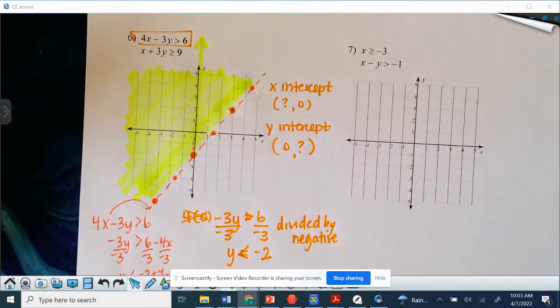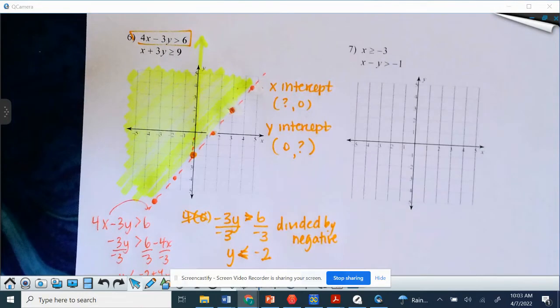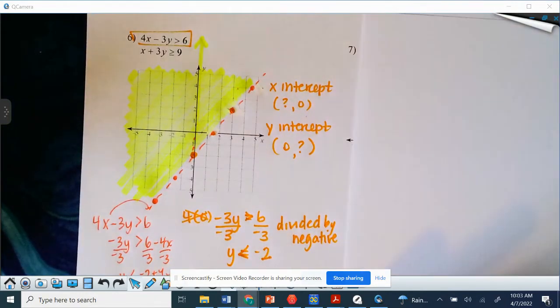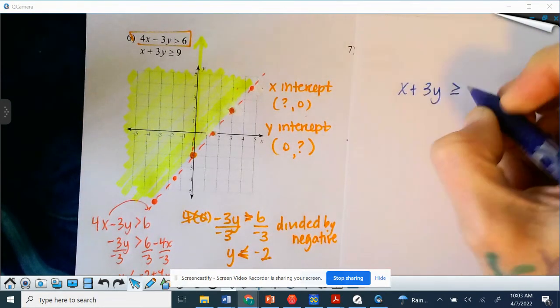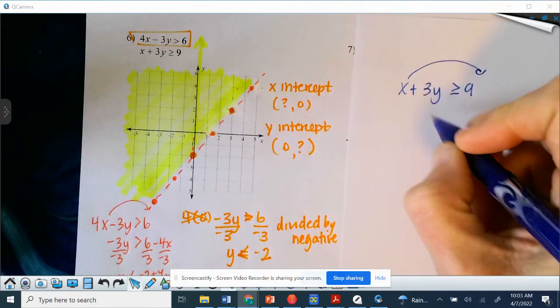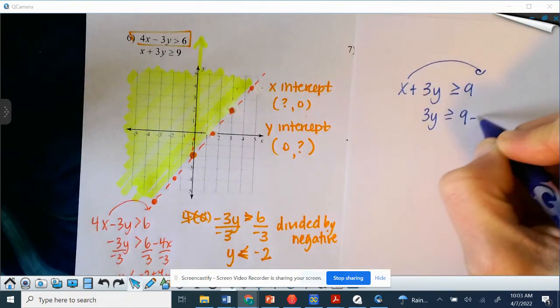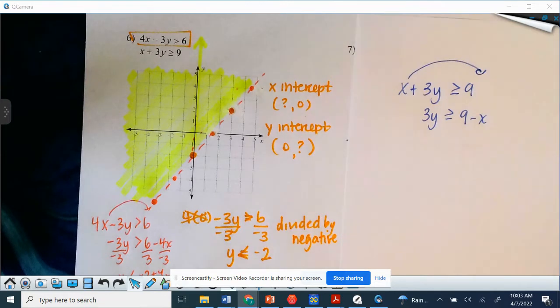And then dealing with the second equation, get a blank sheet of paper so we can make plenty of space. That's x plus 3y is greater than or equal to 9. So you can move and put in slope-intercept form if you want to.